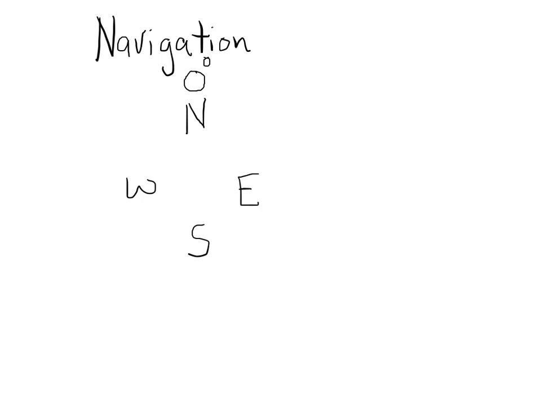Now that's not the same as a unit circle, so I'm going to caution you right now, do not confuse the two. This is not the unit circle. North is 0 in navigation. East is 90 degrees, south is 180, and west is 270. So we've just simply defined it that way.